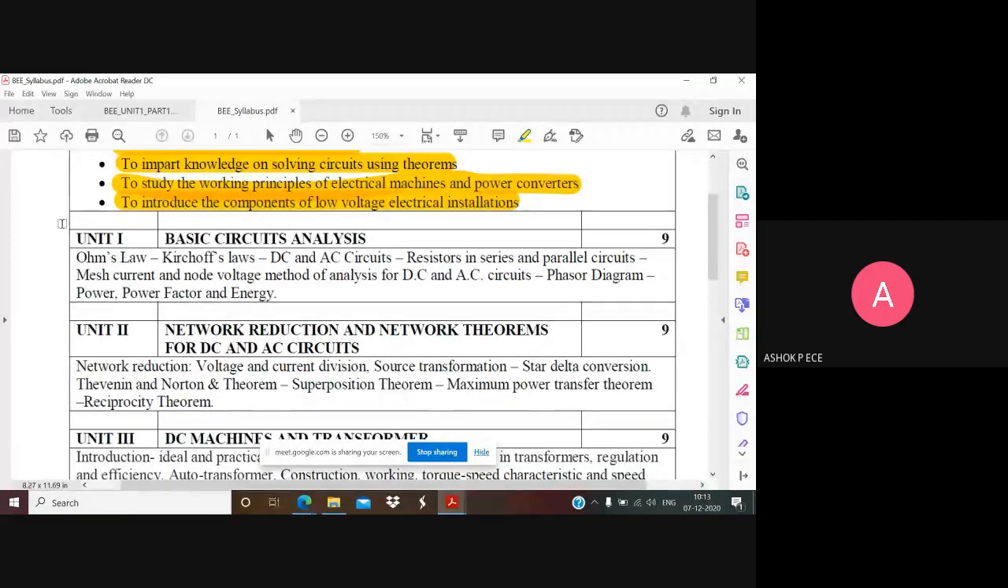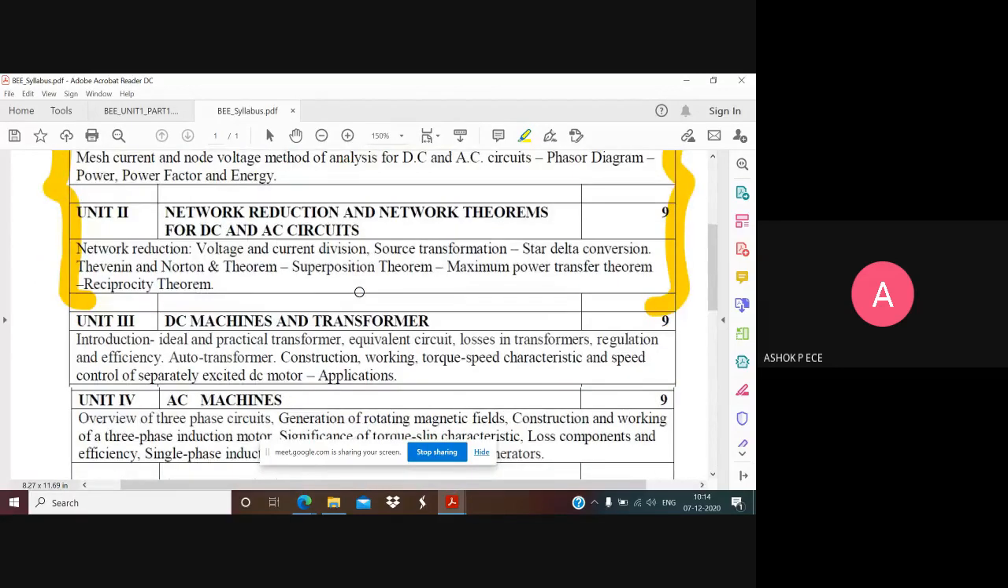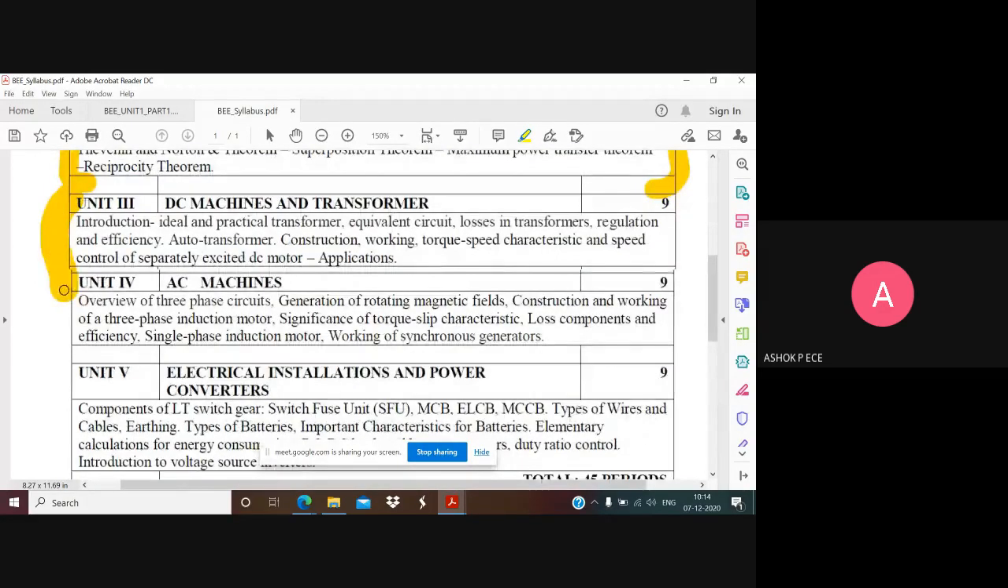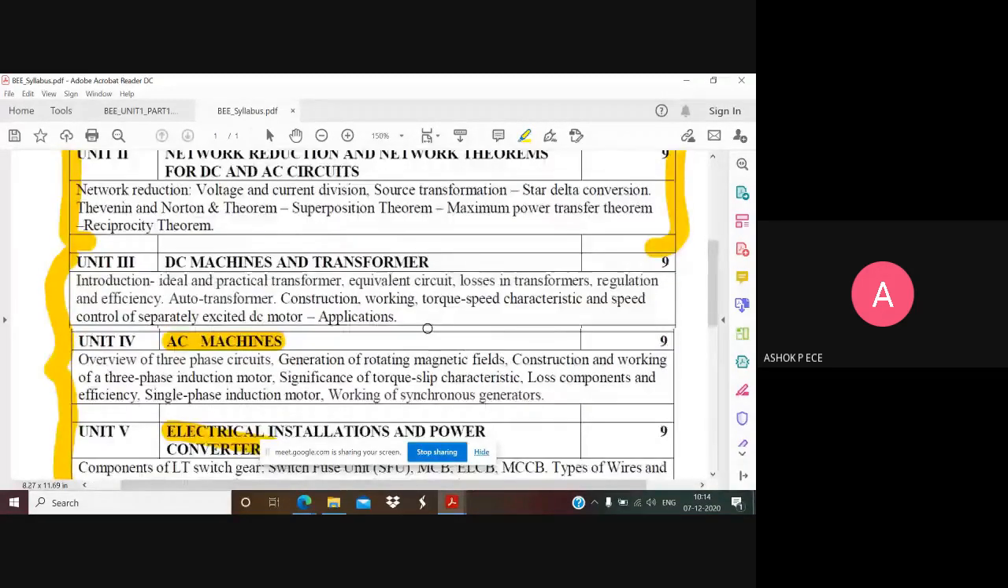As I told you, units 1 and 2 are going to be completely electronic circuit based, fully problem oriented, and very, very simple. If you remember the concepts, it's going to be very easy. I'll make it easy for you. Units 3, 4, 5 are completely electrical, where we learn about machines. First, in unit 3, we'll learn about the transformer and then the DC machine. In unit 4, we'll learn about AC machines. In unit 5, we learn about power converters and installations. This is how the syllabus is framed for you.